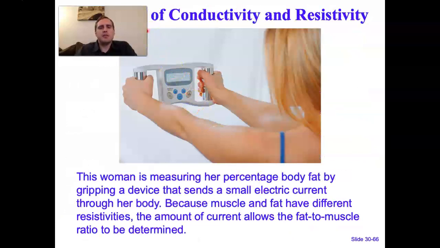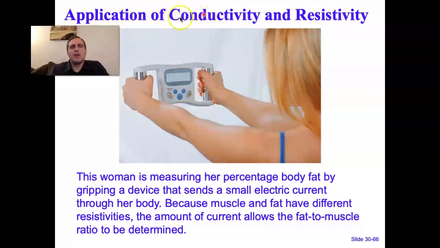Here's a nice application shown here of conductivity and resistivity. Here's a woman who is holding an electronic device which is measuring her body fat percentage. The device is sending a small amount of electric current through her body. Because muscle and fat have different resistivities, the amount of current that goes from one side of this device to the other as she holds it gives the amount of fat to muscle ratio in the body. So instead of doing a skin fold test, this is definitely going to be a lot more accurate. This is a nice example of an application.